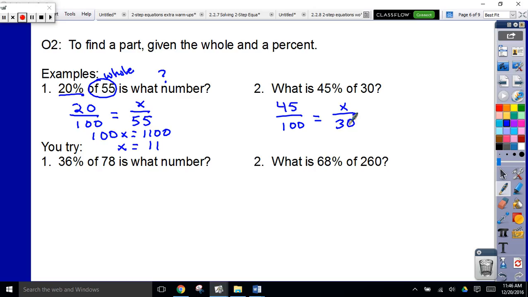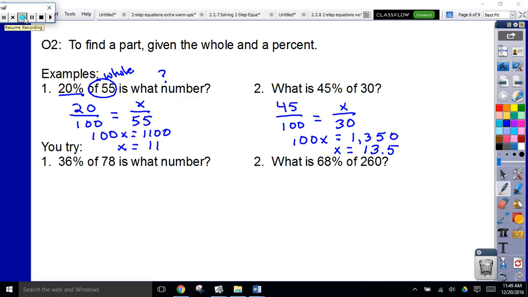Okay, so then solving this, we'll cross multiply. We get 100x equals 45 times 30, which is 1,350. Dividing both sides by 100 gives us 13.5. Okay, now let's try numbers 1 and 2, and then we'll talk about that in a minute.